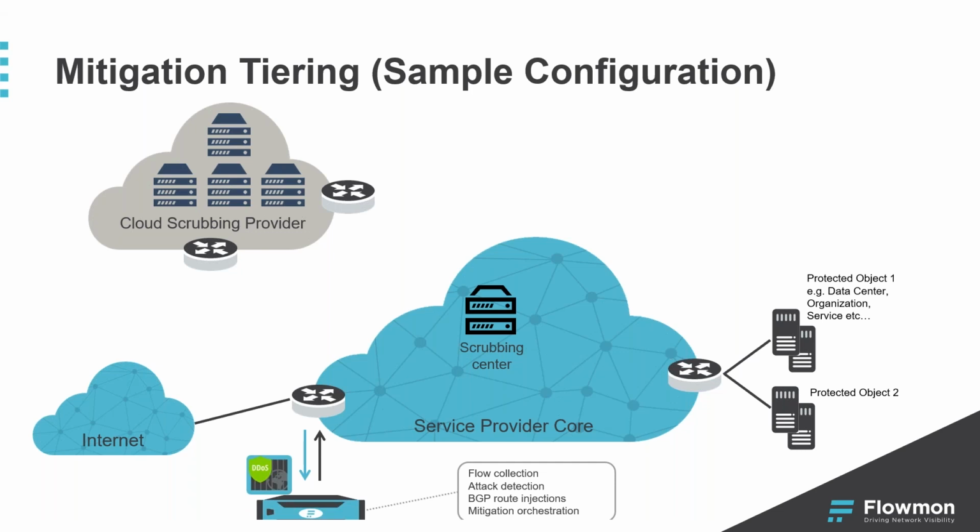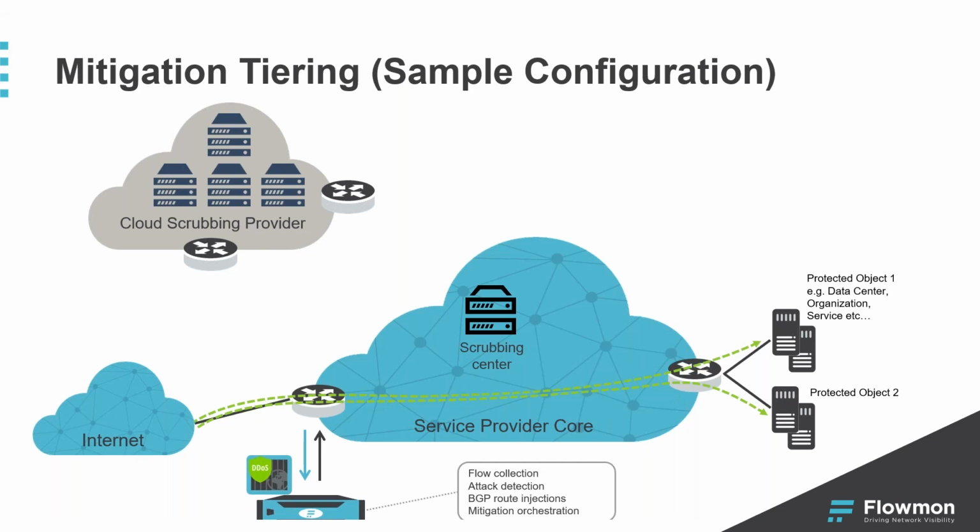What the mitigation tiering will provide is that the customer can define a threshold, and based on this threshold, they can use various mitigation policies or techniques. This threshold can be, for example, the capacity of the scrubbing center, which is deployed on premise. And when the capacity of the scrubbing center on premise is exceeded, we will use cloud scrubbing to mitigate attacks.